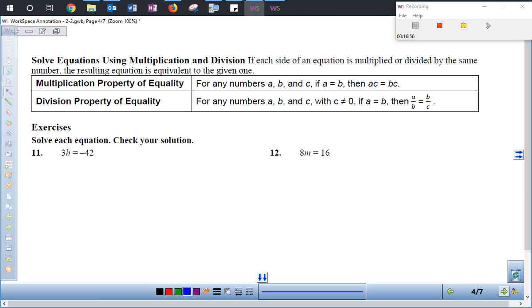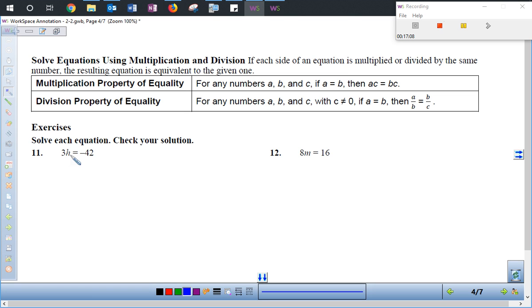Now on the back side, we're still going to be working on single-step equations, but this time instead of working with basic addition and subtraction problems, we're going to be dealing with multiplication and division problems. So on number 11, we have 3 times h equals negative 42. So instead of using the subtraction and addition property of equality, we're going to be using the multiplication and division properties of equality. So it's the same concept.